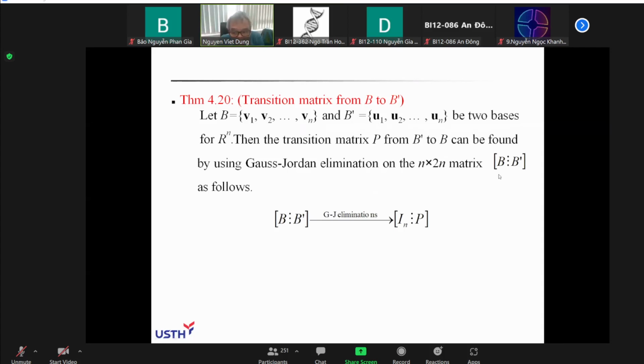You write B, and beside B, you write B prime. Then you apply Gauss-Jordan elimination to transform the first part here into the identity. Then the second part will become something, and that something is exactly the transition matrix P we need to find. So that is a summary of how you can use Gauss-Jordan elimination to find the transition matrix P.